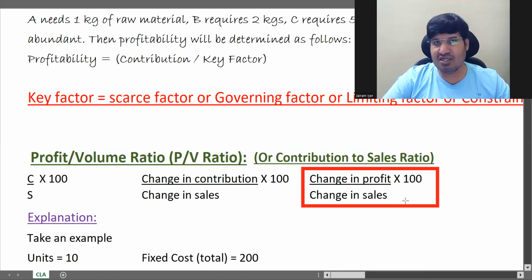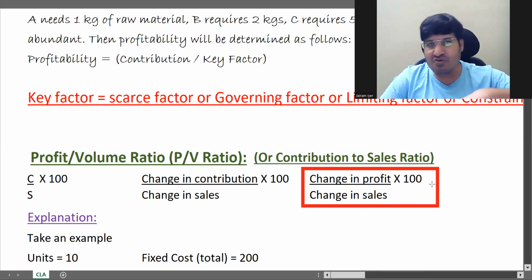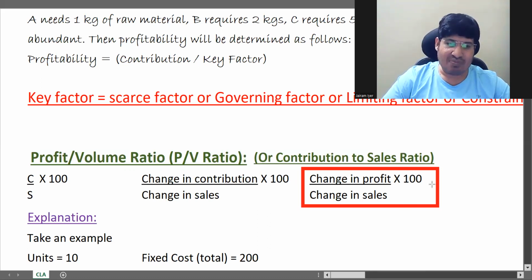So you'll be given 2 years data. Okay, you'll be given sales and profit. So you just can take difference between sales and profit, and into 100 you will get the PV ratio, and with this you will be able to set up the entire marginal cost statement. Okay, fine. So this is one.